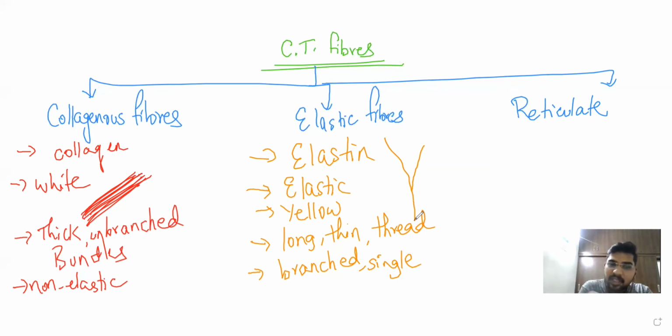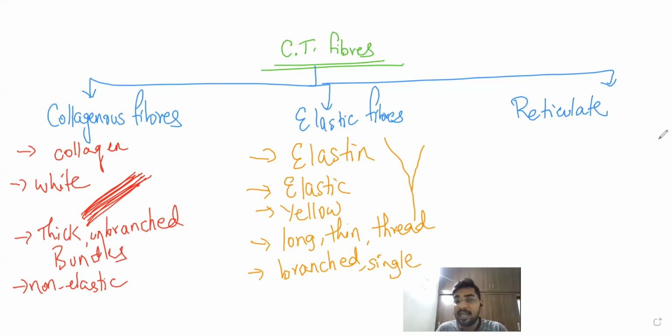Moving on to the last type of fiber. These fibers are also made up of collagen itself. But what is the difference? These reticulate fibers, these reticulate connective tissue, are also made up of collagen. Since they are made up of collagen, they appear white in color. But here they are branched.